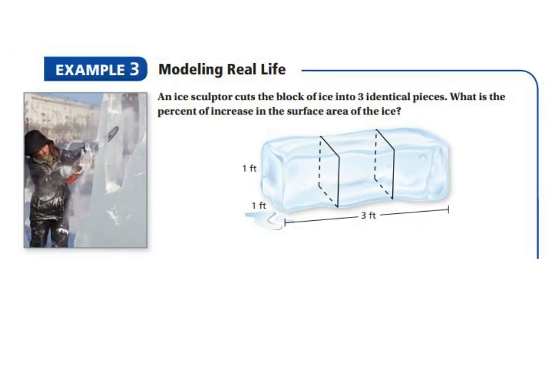Example number 3 is modeling real life. An ice sculptor cuts the block of ice into 3 identical pieces. What is the percent of increase in the surface area of the ice? So let's start by just finding the surface area of the rectangular prism. Let's start with the left and the right side. It's 1 by 1, so that's 1 foot squared plus 1 foot squared. So we have a total of 2 feet squared.